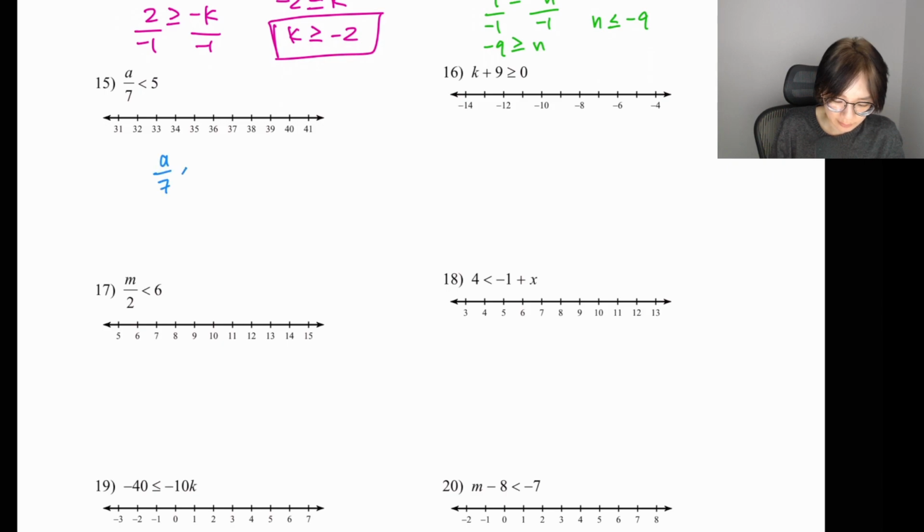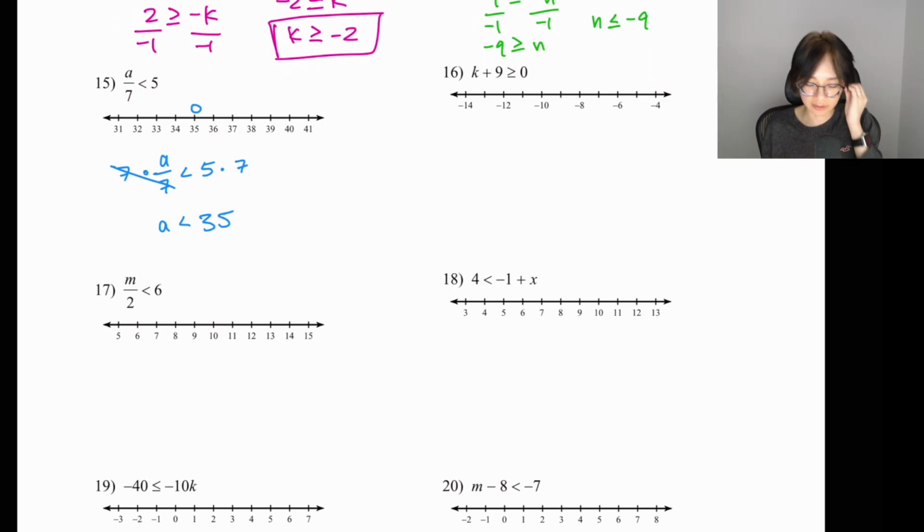A divided by 7 is less than 5. The opposite of divide by 7 is multiply by 7. Multiply both sides by 7. Those cancel out. Because we're not multiplying by a negative number, the sign stays the same. A is less than 35. Where is 35 here? It is right here. Open or closed? Open, because it cannot be equal to. This line doesn't exist here. This direction, everything less than 35.